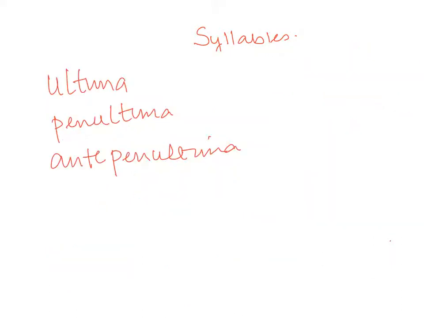Now, there is an alternative system of syllable classification for which the location of the accent is not determinative. In other words, it does not matter where the accent comes in the particular word. In this system, the ultima is the last syllable of the word. That doesn't change. Any word you get, the last syllable is called the ultima. The penultima is the second to last syllable.